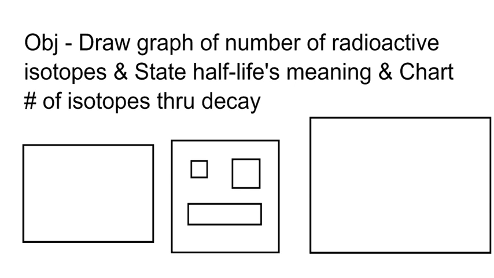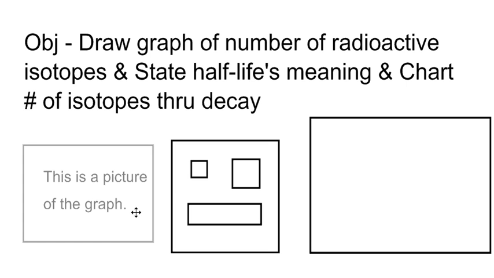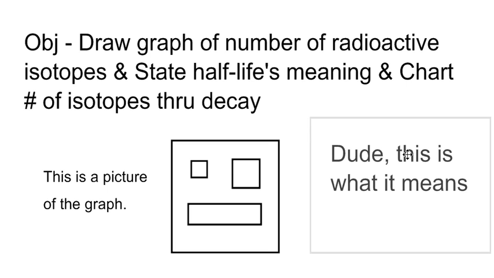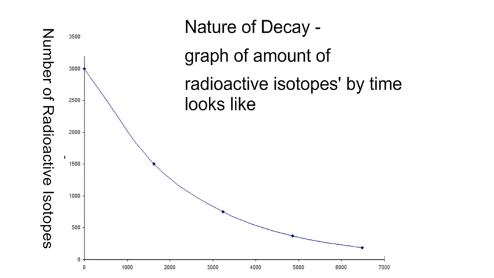The purpose of this video is for you to be able to graph how many radioactive isotopes there are versus time, state what half-life means, and chart the number of isotopes through decay. By chart, I mean be able to tell me how many there are of each, so you can draw the graph. Basically, you can tell me what it means in terms of what's going on with half-life and how many you've got of each. Here is a half-life curve.